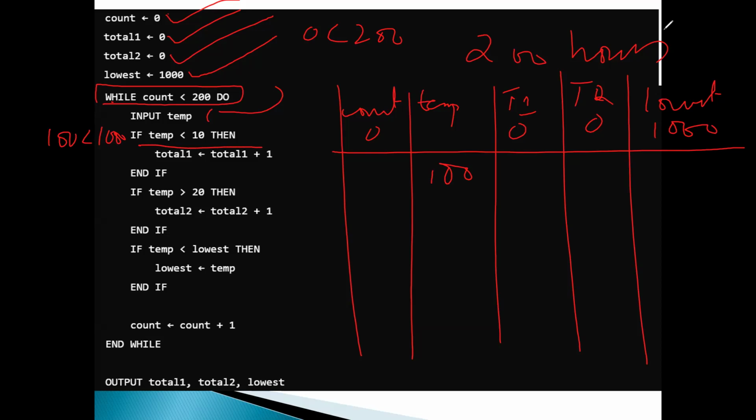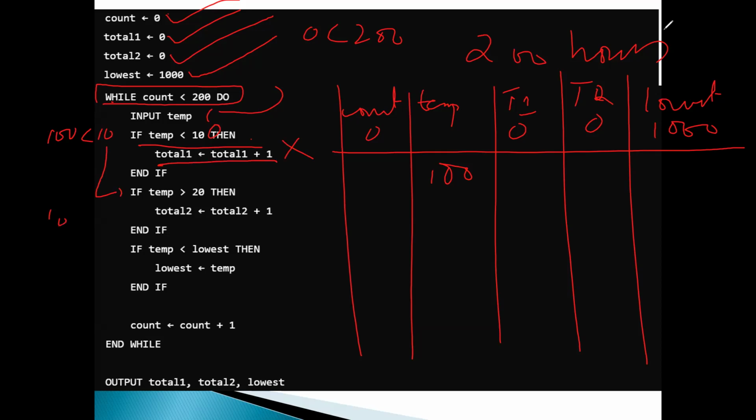Oh no, it is basically 10 that they have given. Less than is 10. So I have given temperature 100, less than 10. Is this true or false? 100 less than 10 is false, na? So this condition will not update, total one will not update. Okay, control will come here.